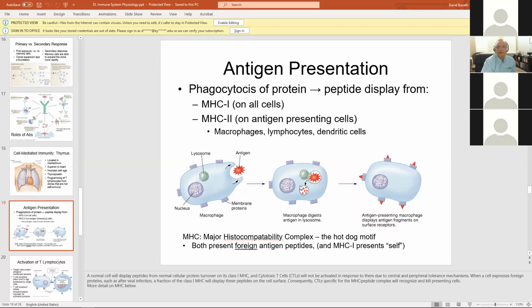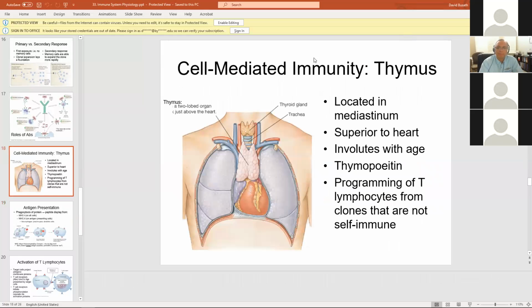Perfectly done. Proteins from the pathogen get chewed up in the lysosome, and then they get displayed on the surface. These surface molecules, MHC1 molecules, are actually like hot dog buns, and the peptides are like dogs that splay out from the two ends of the hot dog bun and are exposed by the antigen presenting cell. And then Luke, where do these T cells get programmed? I think it's the thymus, right?